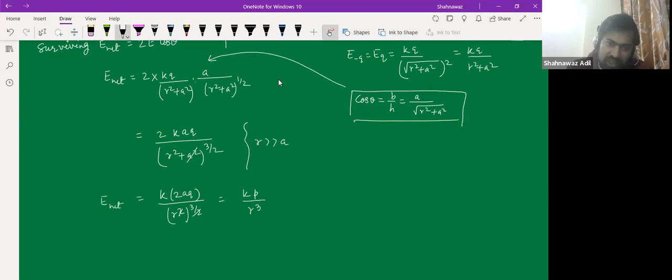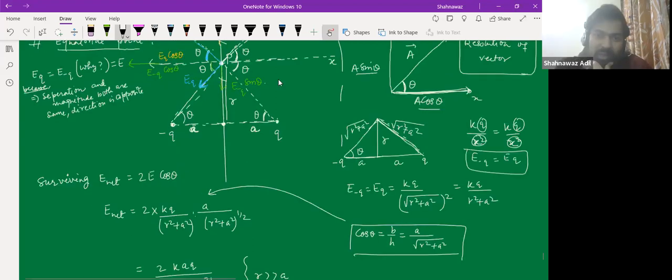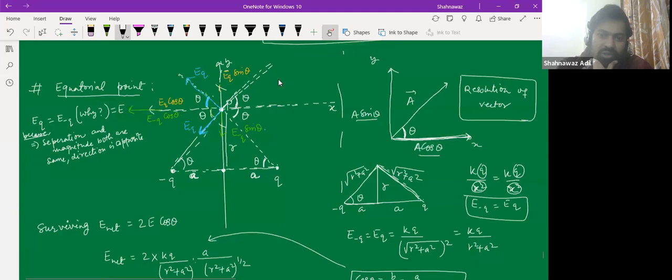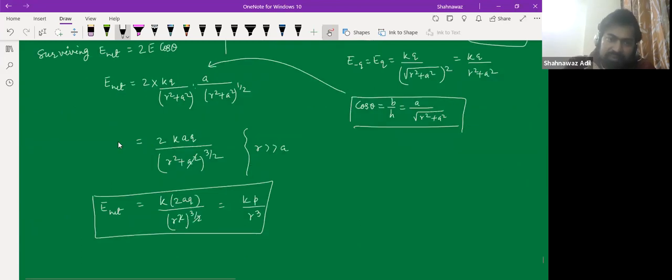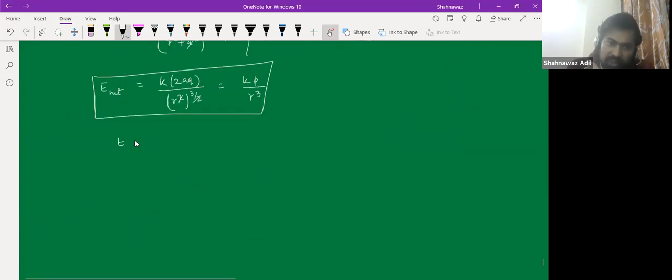magnitude, and you guys can tell me the direction also. So the direction of dipole moment is this, from negative to positive. This is dipole moment. What is the direction of the electric field that we are getting? Left hand side, right? So that is minus P hat. So E equatorial vector, that would be minus K P vector divided by R cube.